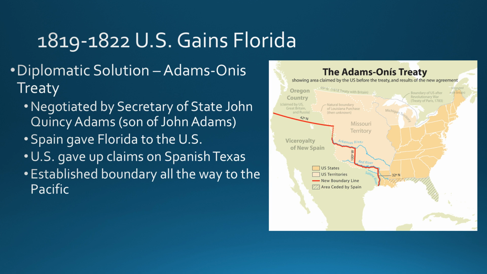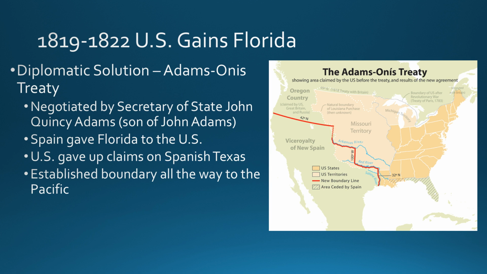Both countries are going to come to a diplomatic solution in this. A treaty is going to be negotiated by John Quincy Adams, the American Secretary of State, and Adams-Onis, who was a Spanish envoy to the U.S. John Quincy Adams was the son of former President and Founding Father John Adams.